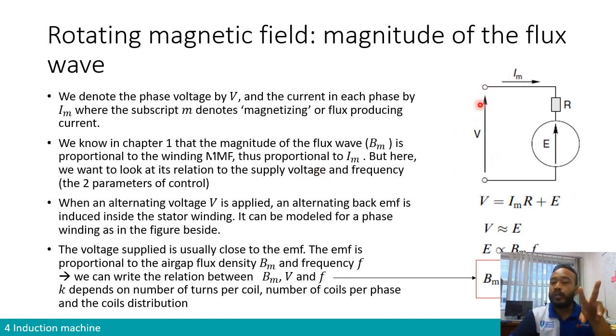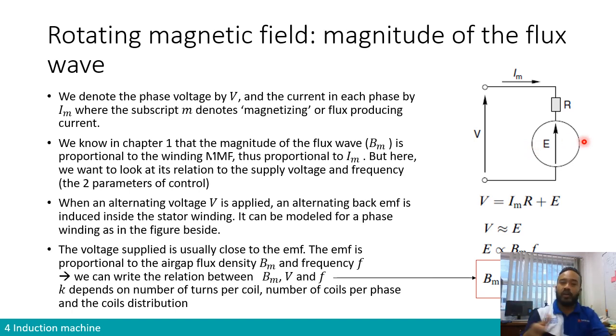So there are two components of the voltage supply that we can control. First is the amplitude of that voltage, and secondly the frequency of that voltage. So here we are going to try to deduce the relation between the flux and the voltage and frequency. When an alternating voltage V is applied, it will create an alternating back EMF, right?